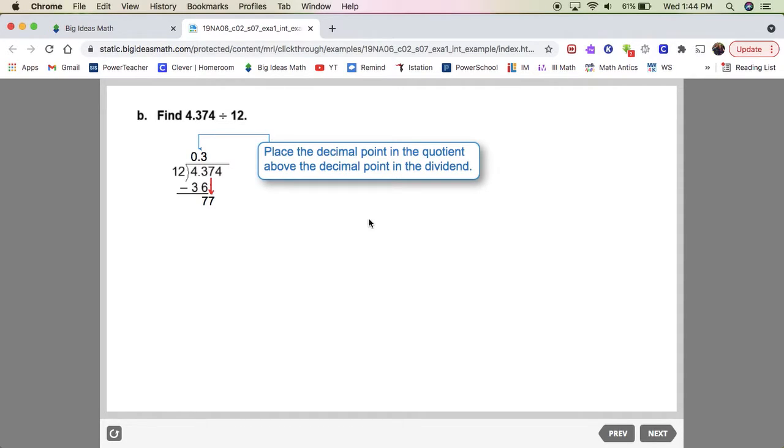12 goes into 77 6 times. 12 times 6 is 72. We subtract, we get 5. Bring down the 4. 12 goes into 54 4 times. We subtract, we get 48. Subtract 48 from 54, we've got 6.